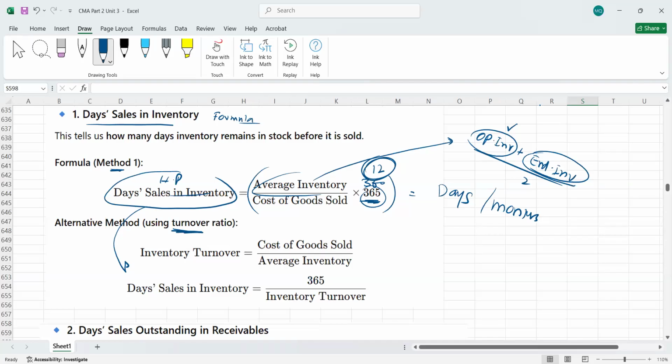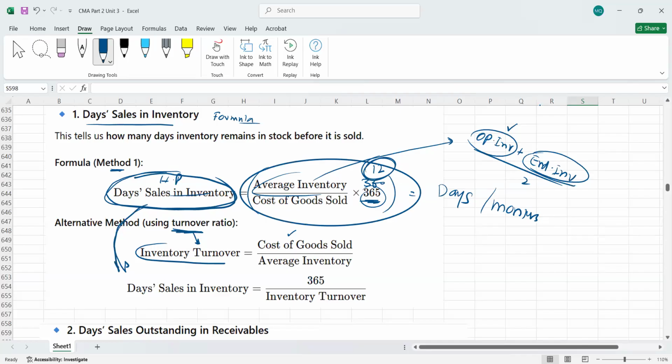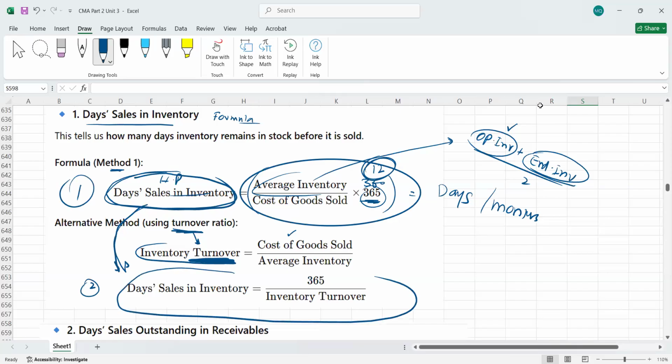So what was the formula for inventory turnover? This is the formula for turnover: cost of goods sold divided by average inventory. But here we want to calculate the holding period, which is also called days sales in inventory. The first way to calculate the holding period is average inventory divided by cost of goods sold, multiplied by 360 or 365. The second way is that we can use the turnover answer to calculate the holding period. So this is the first way and this is the second way to calculate the holding period or days sales in inventory. And what's the formula?